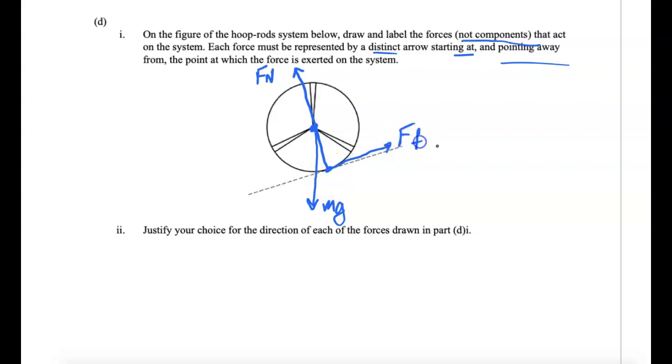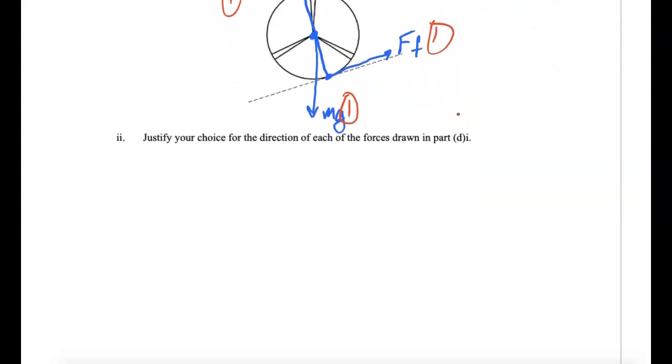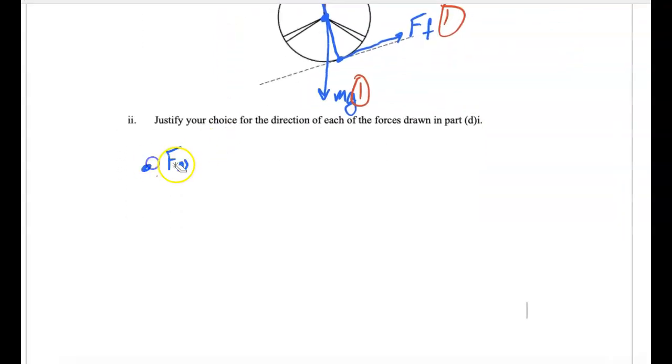Now on the old AP Physics C exam, they would just say, okay, you got your 3 points, you're done. But because AP Physics 1 now has lots of explanations, in order to get you to go through and do this right, they are going to have you justify your choice for the direction. So let's go ahead and do that. We know that Fn is always perpendicular, and you could write the sign to the surface.